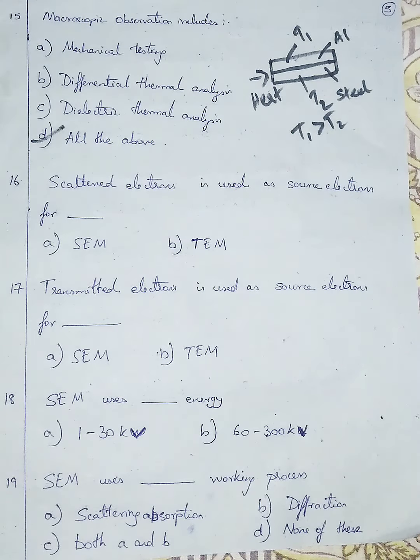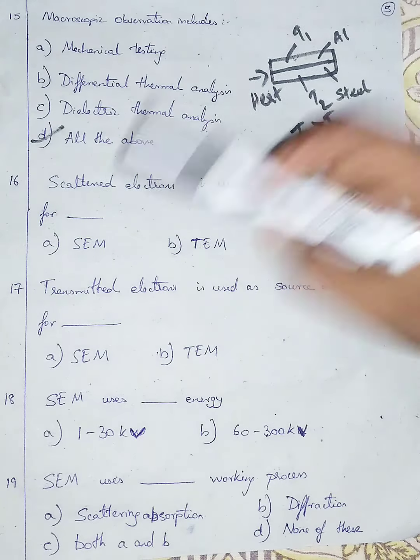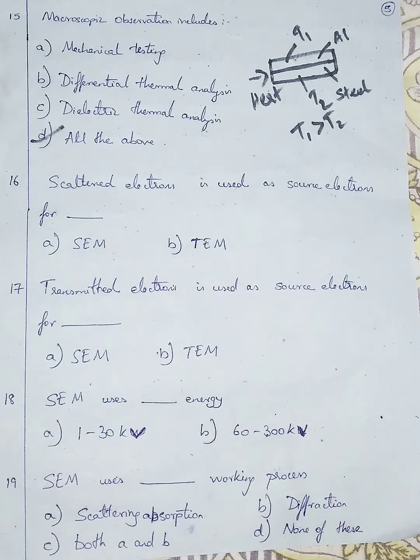Option number 16: scattered electron is used as a source for? What is scattered electron used as a source for, in SEM or TEM? In SEM only. Just keep some of it if you can't remember it. So you are using a scattered electron microscope. This is only for your remembrance.